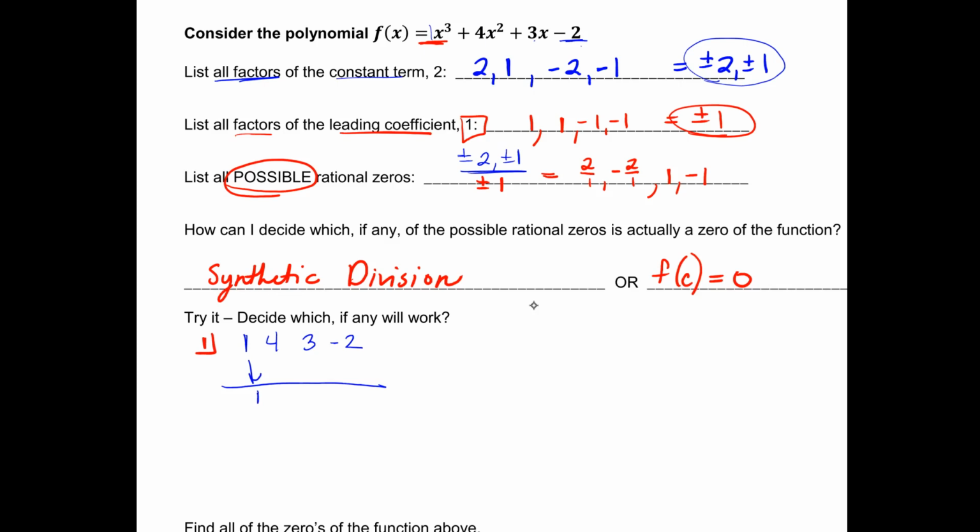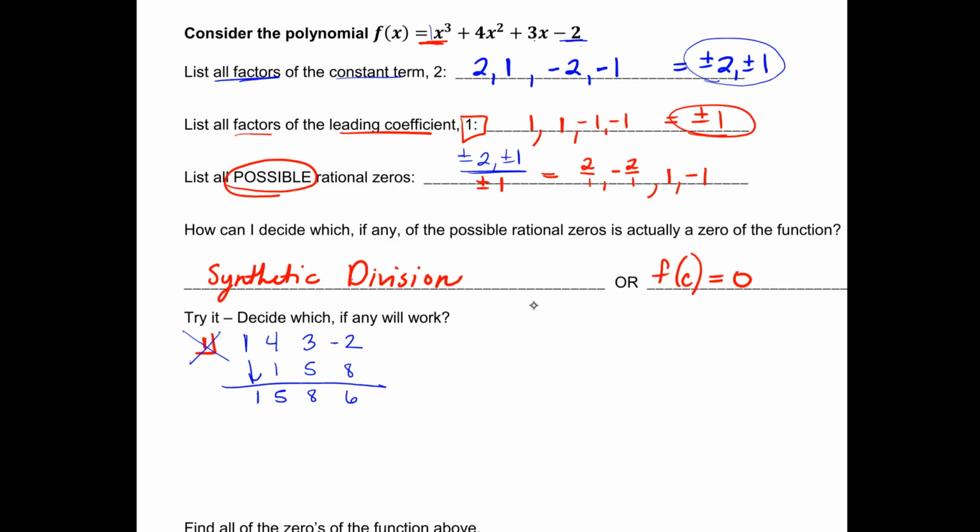Bring down the 1. 1 times 1 is 1. 4 plus 1 is 5. 1 times 5 is 5. 3 plus 5 is 8. 1 times 8 is 8. Negative 2 plus 8 is 6. What does that mean about 1? Didn't work. Okay, what else do you want to try?